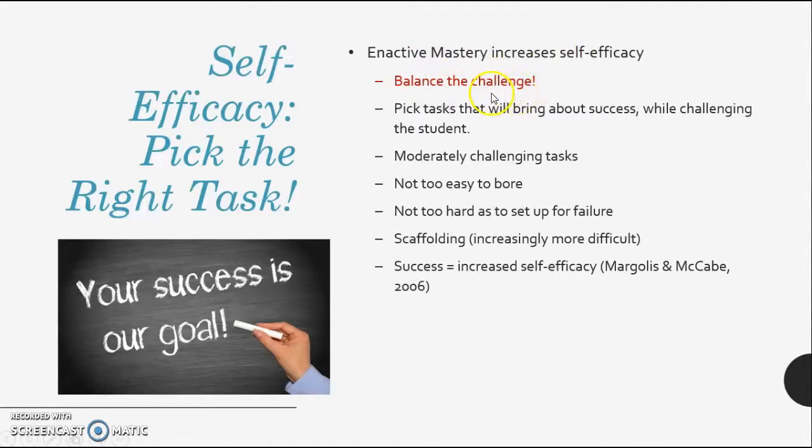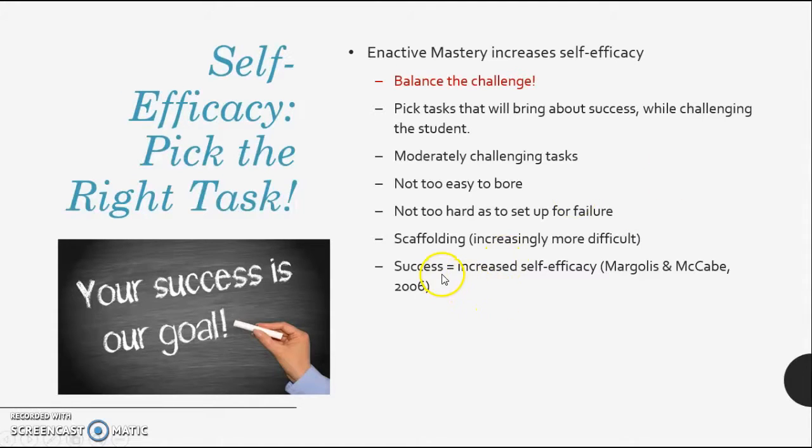When you are creating an assignment, you need to pick an assignment or a task that brings about success while also challenging the student. We need moderately challenging tasks, not too easy so that they get bored, but not too hard where we set them up for failure. When students master a task that is challenging but not too challenging, it can increase their self-efficacy. You can use scaffolding in this as well. Start off with a task, and when a student accomplishes that, increase the difficulty of the task. Continue to increase the difficulty so that you're working up to a more difficult assignment.